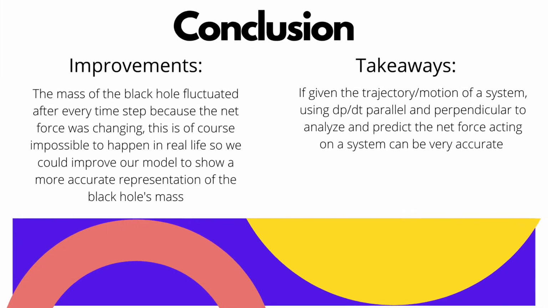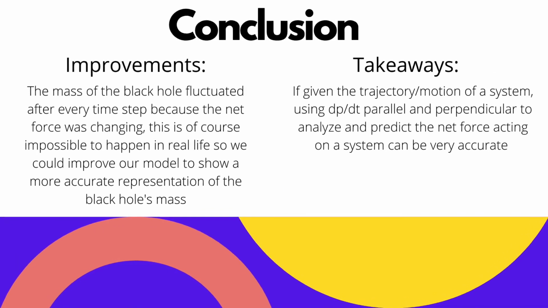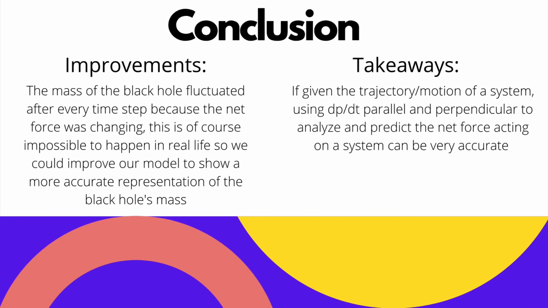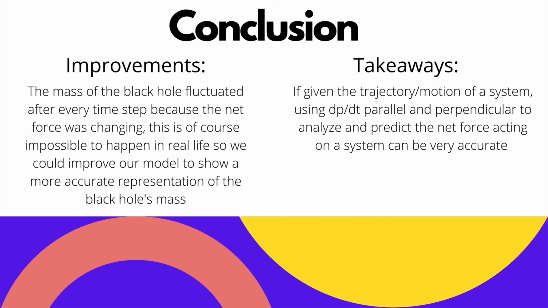In conclusion, I noticed that the mass of the black hole fluctuated after every time step because the net force was also changing. This, of course, cannot happen in real life, so we could improve our model to show a more accurate representation of the black hole's mass. A key takeaway of this lab is that if we are given the trajectory or motion of a system, using dp/dt parallel and perpendicular to analyze and predict the net force acting on the system can be very accurate.